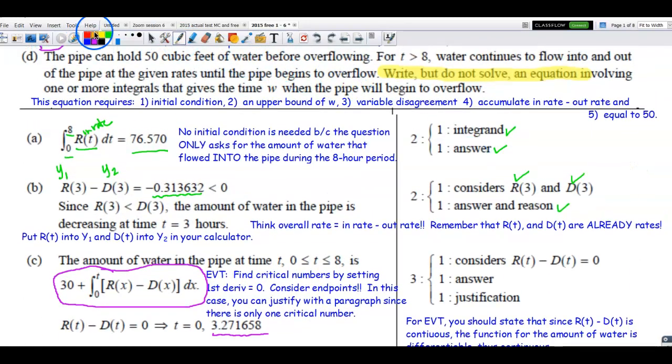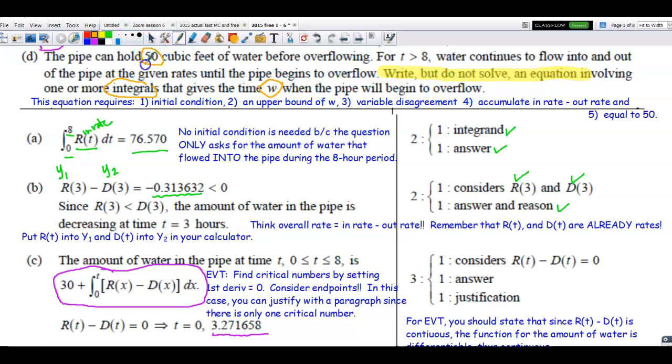Letter D, moving on. The pipe can hold up to, or at most, 50 cubic feet of water before overflowing. For t greater than 8, water continues to flow in and out of the pipe at the given rates until the pipe begins to overflow. Write but do not solve an equation involving one or more integrals that gives me the time w when the pipe will begin to overflow.